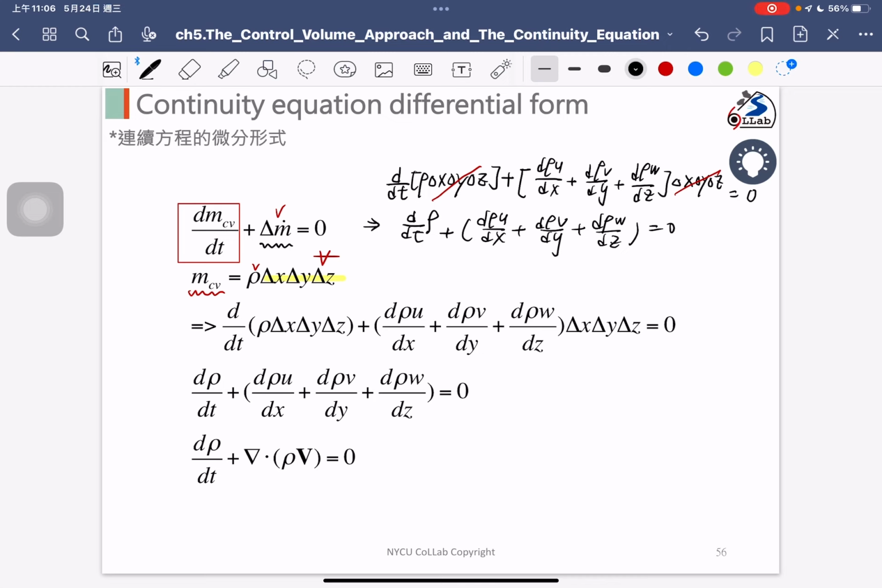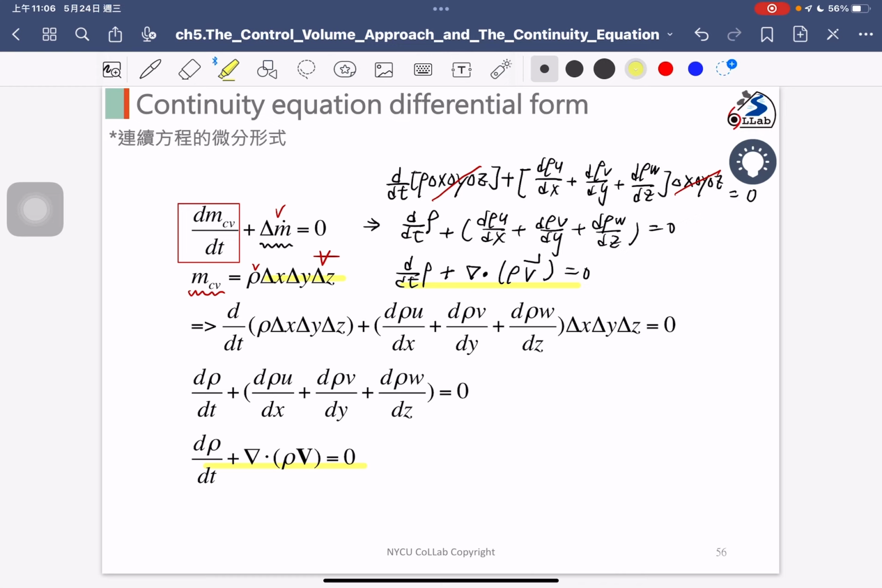You can rewrite the second terms as the spatial gradient dot product with the ρV vector, which equals 0. Finally, the formula shown here is our continuity equation in differential form.